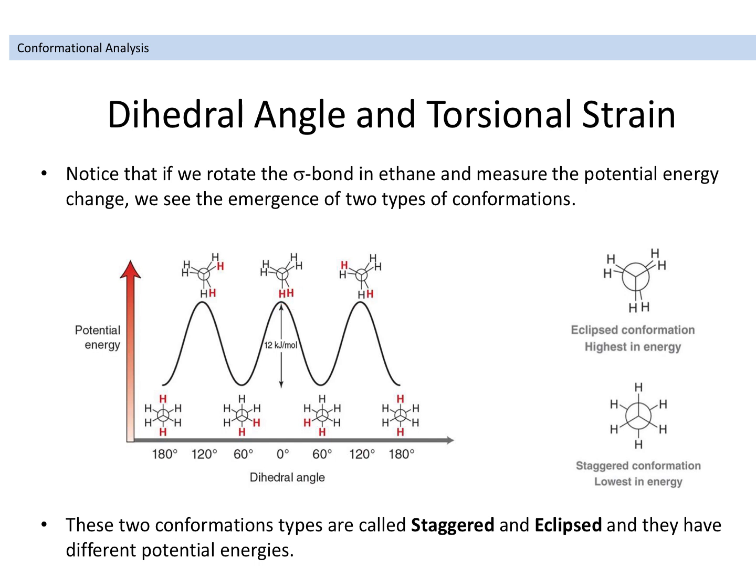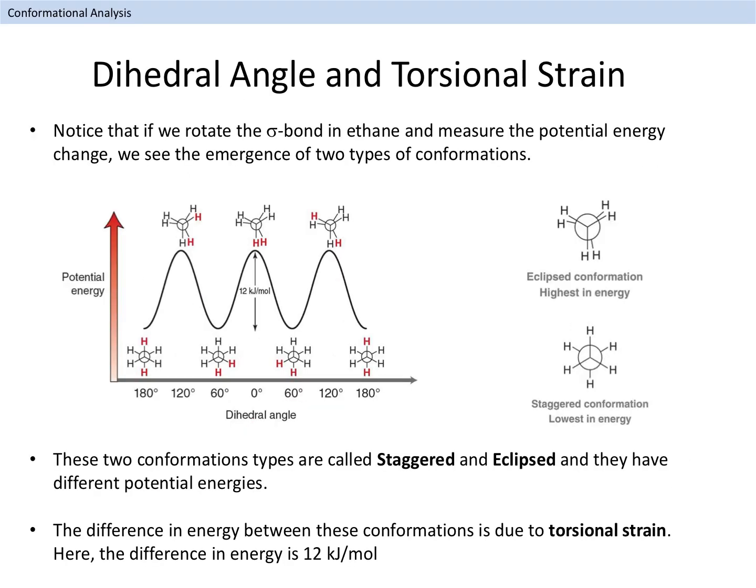Torsional strain, also known as torsional stress, refers to the stress or strain experienced by a material when it is subjected to twisting. In organic chemistry, torsional strain refers to the energy penalty associated with the eclipsing of bonds in a molecule. This strain arises because the atoms or groups involved are forced into higher energy conformations where their electron clouds overlap more than in the lower energy staggered conformations. This overlap leads to destabilization of the molecule and an increase in its potential energy.